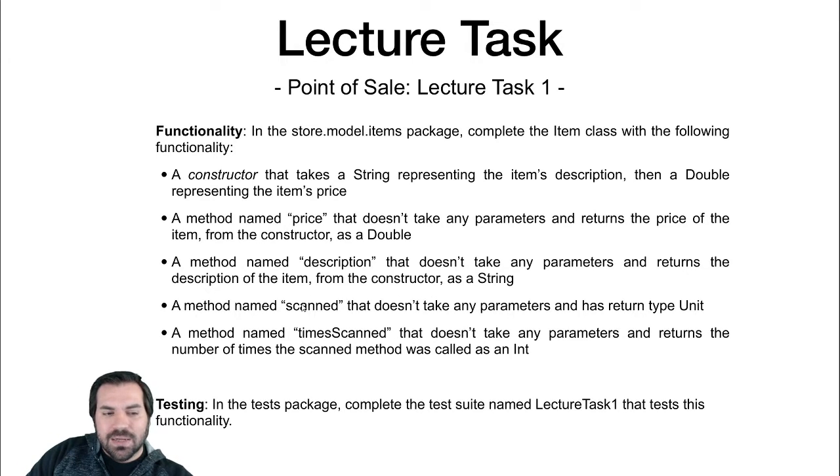And two methods that go together: a method named scanned that doesn't take any parameters and returns unit. From the method header, it looks like it does nothing. But we're going to see how we can get it to do things. And a method named times scanned, which tells us how many times the scanned method has been called.